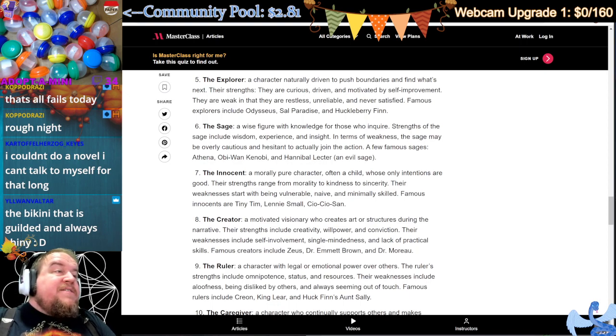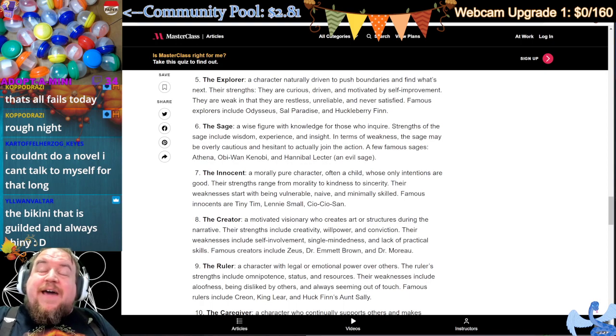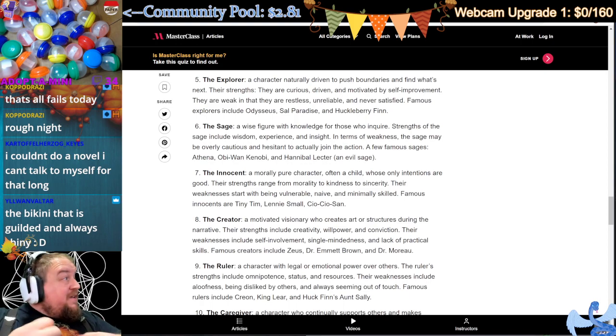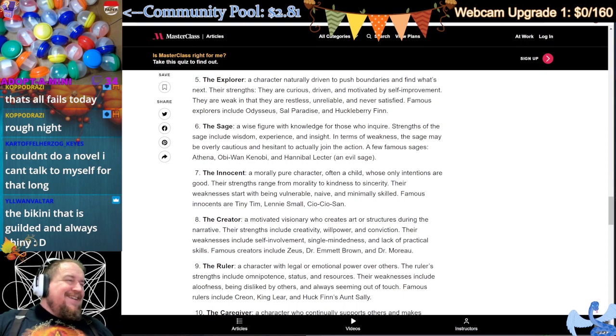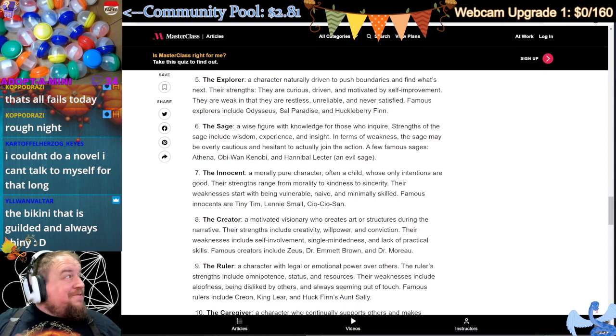The bikini that is gilded and always shiny, says Yulwin. Hey, someone's got to light the way. So when you take the trench coat off, oh, it gleams. Talk about flashing people, right?